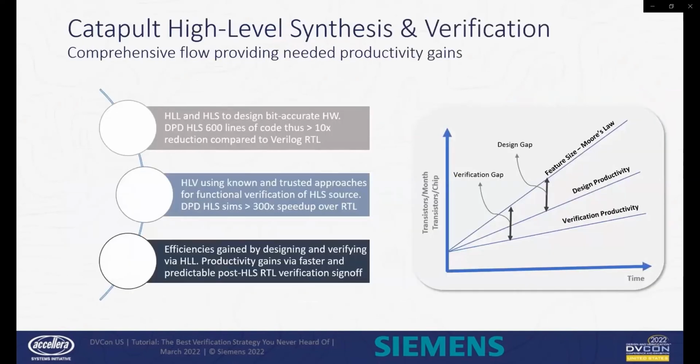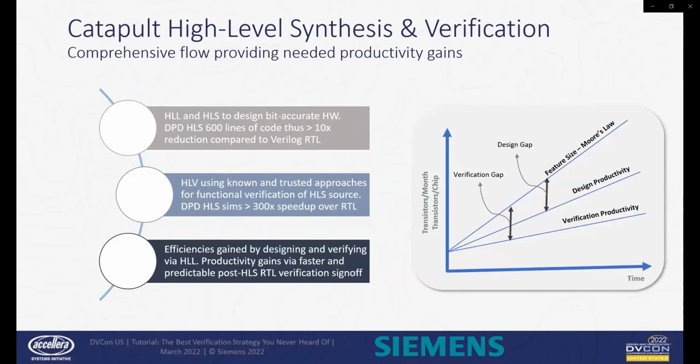In summary, we've walked through the Catapult high-level synthesis and verification tools and associated methods that allow us to focus our design and verification efforts at a higher level of design abstraction. How high-level language and HLS allow us to design bit-accurate hardware, with results from the DPD showing that the HLS design is 600 lines of code, representing a greater than 10x reduction compared to the equivalent RTL.